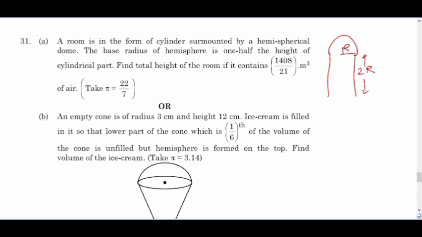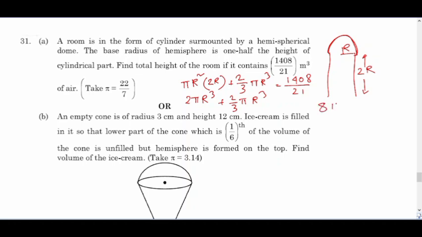If it contains this many cubic meters of air, that means the volume is given. What will be the total volume? The cylinder volume will be pi r square into h, that is 2r, and the hemisphere will be 2/3 pi r cube. This is equal to 1408/21. Now just calculation. This is 2 pi r cube, and this is 2/3 pi r cube. So adding, we will get 8 pi by 3 into r cube. This is equal to 1408 by 21.